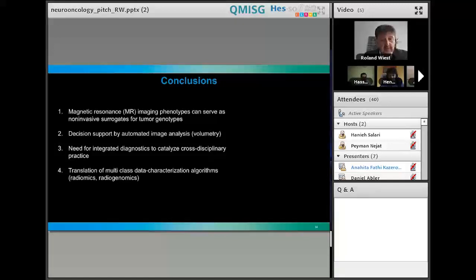Just to close this pitch, I would like to pose 4 statements over here. The first one is that MRI phenotypes can really act as non-invasive surrogates once you extract the distinct features for the determination of the tumor genotypes. There is already a use and a need for decision support by automated image analysis, which is usually done by longitudinal volumetry, which works nicely meanwhile.